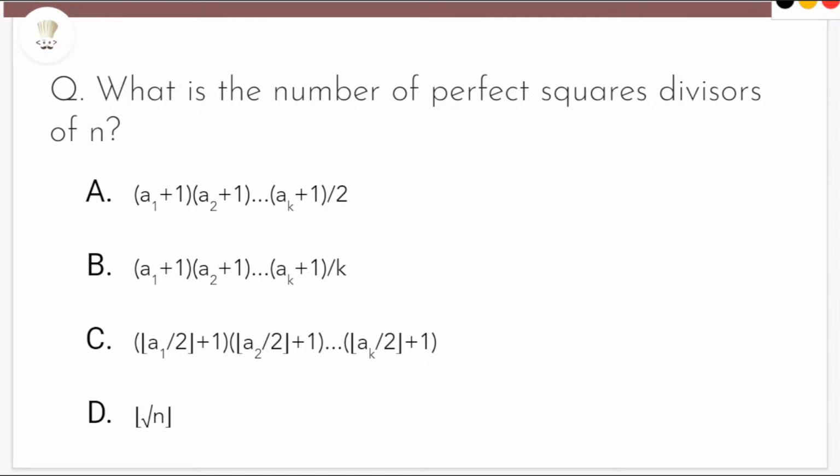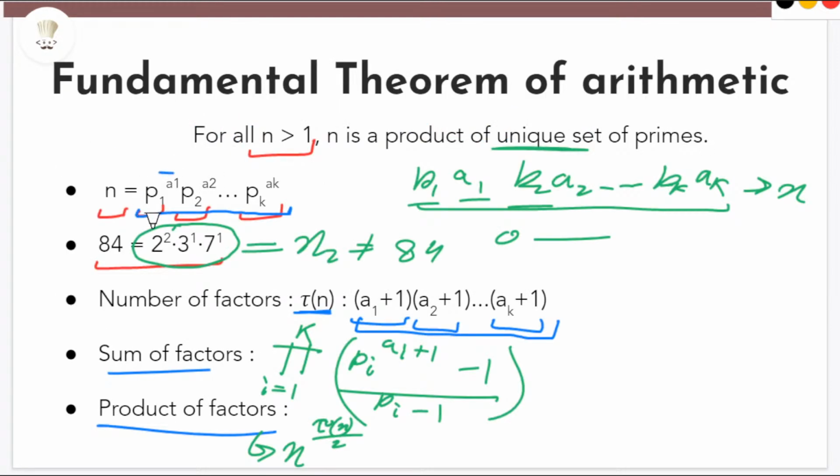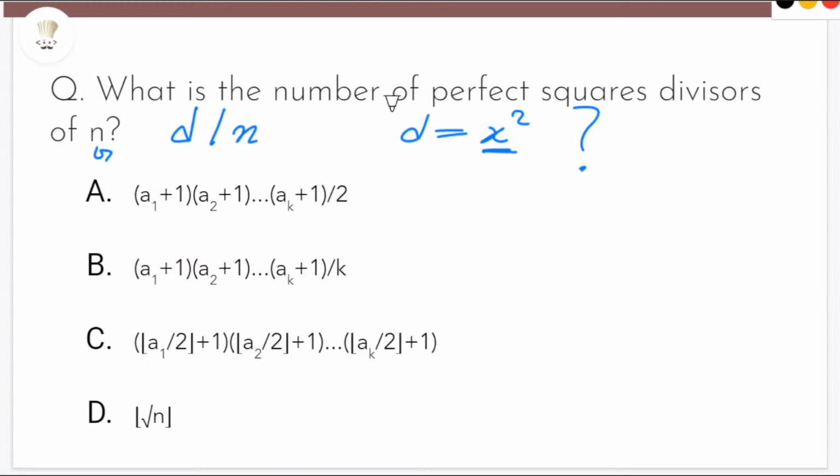Next, I will go on to the YouTube chat to see the doubts. Before that, let me give you a question. What is the number of perfect squares which are divisors of n, right? So basically, I want to find all of the divisors d of n, such that d is a perfect square, right? d is x square, where x is an integer. How many d's of this sort exist, right? n is this term, p1 to the power a1, p2 to the power a2, up to pk to the power ak. You assume n is that, and then what would be the number of perfect squares dividing n, from a, b, c, d. Just write a, b, c, or d in chat.